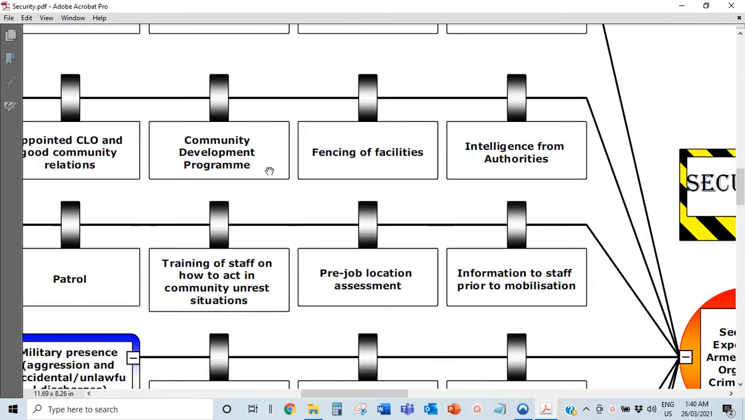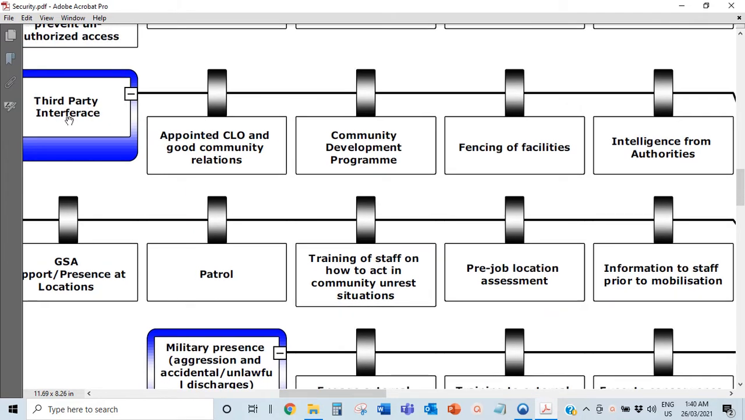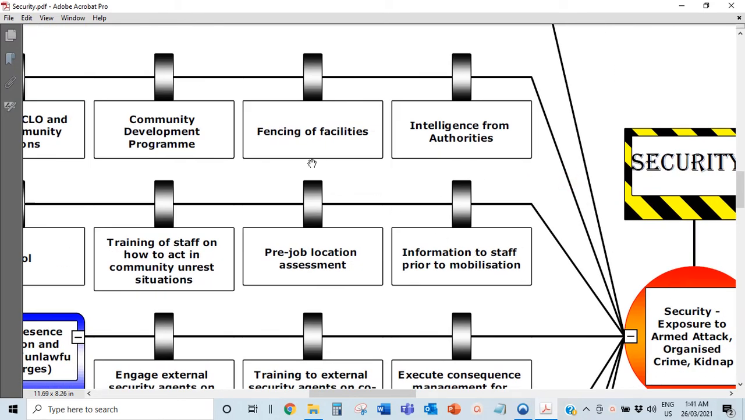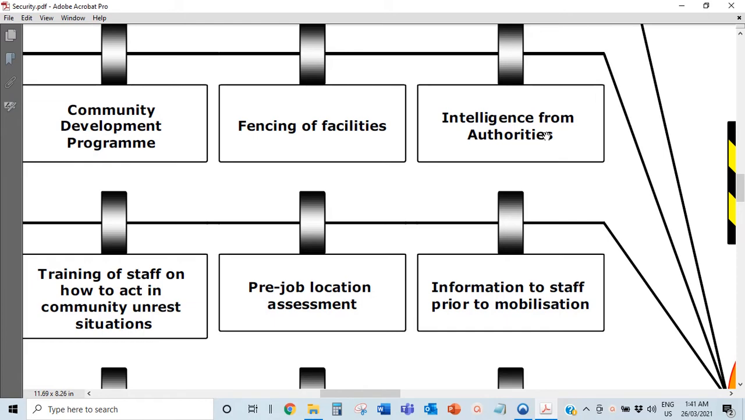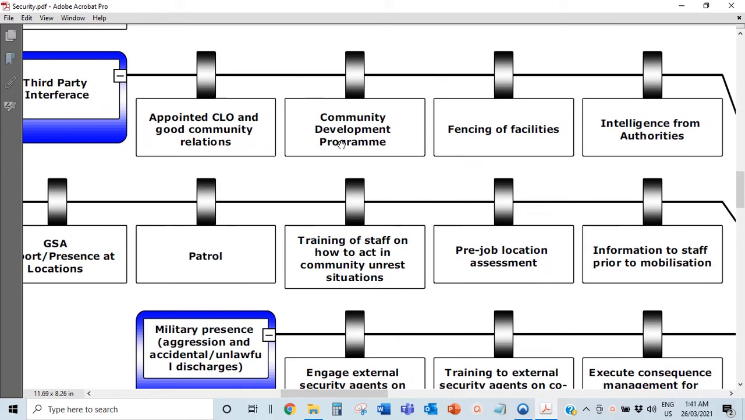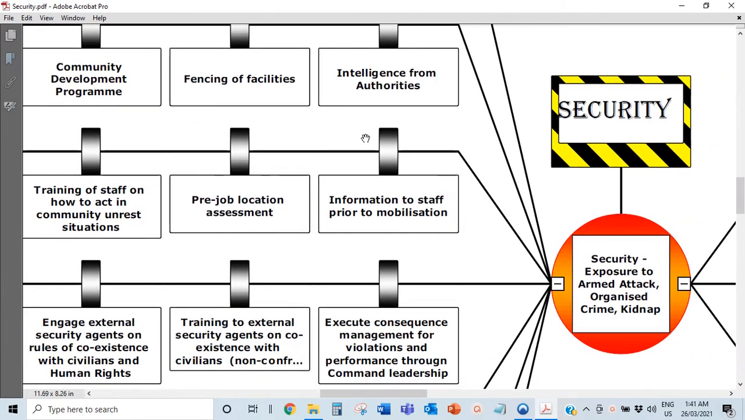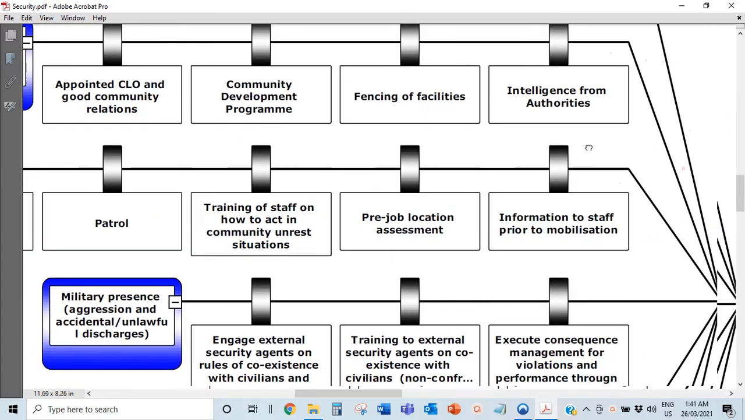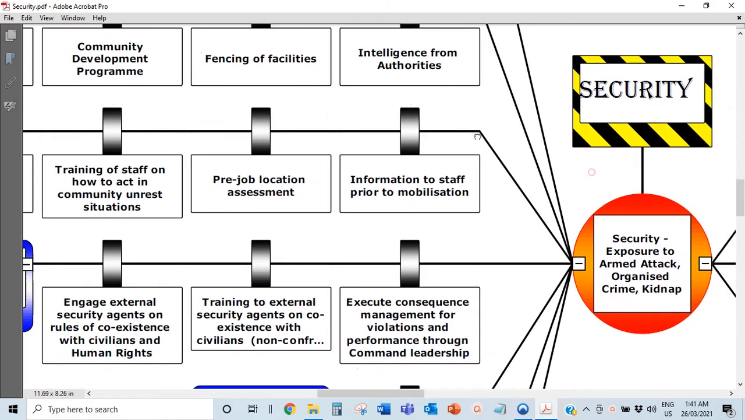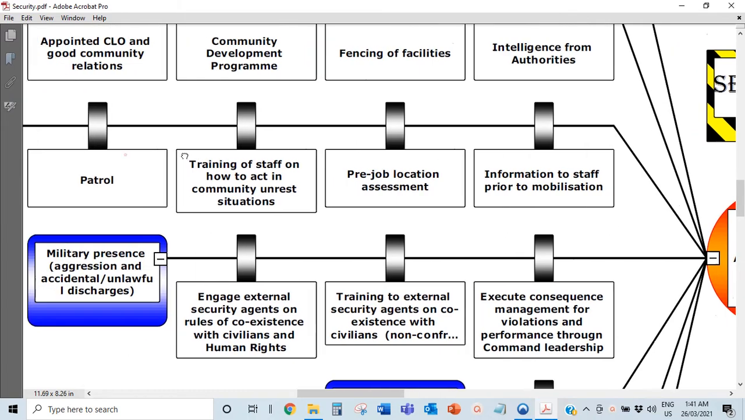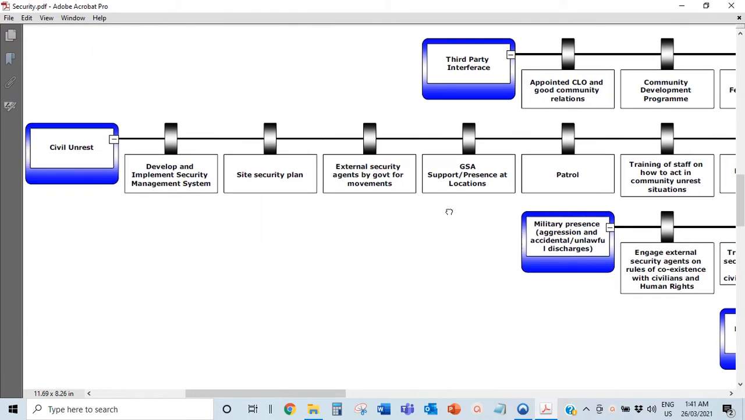Fencing of facilities, of course, could also be a barrier to third party interference, because no matter how well you relate with them, there may be some funny people who don't mind jumping the fence, maybe to come steal stuff or kidnap people. So it's good to fence your facility. And intelligence from authorities is very good against third party interference. If you have authorities that relate well with the community, they could get you information, so that if anything is being planned, you would hear it, and with good intelligence it can help prevent these top events. So remember, these are still all preventive barriers.